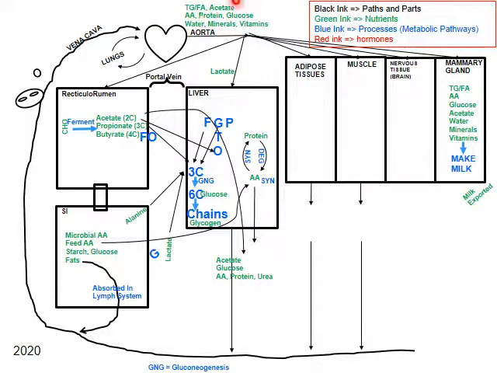We can have these nutrients also going to the mammary gland. So the mammary gland can take all these things here and make milk, and that milk is exported from the body to feed a calf, to feed us humans, to make cheese, ice cream, all the things that we love.